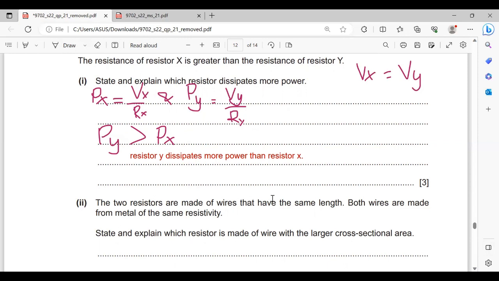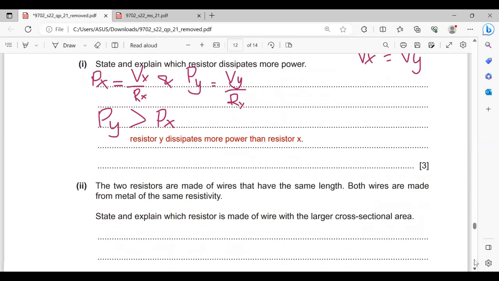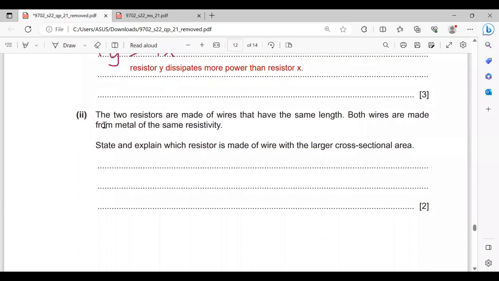Now, the next question. The two resistors are made of wires that have the same length, but the wires are made from metal of the same resistivity. State and explain which resistor is made of wire with the larger cross-sectional area.